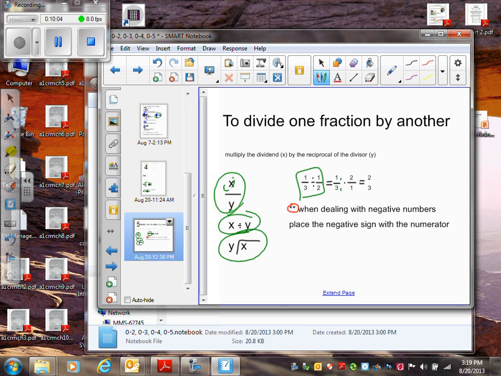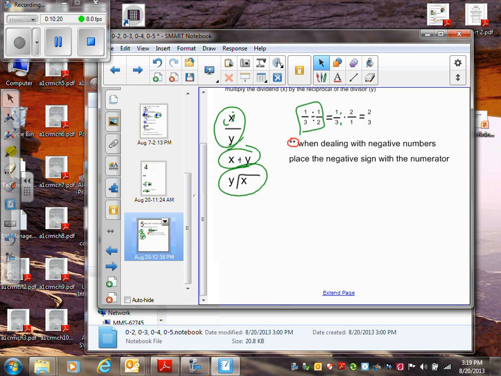And when dealing with negative numbers, I find it's easiest to keep the negative sign with the numerator. That way you don't double negative or anything like that, where it's a wrong answer. But that is pretty much it for this section.